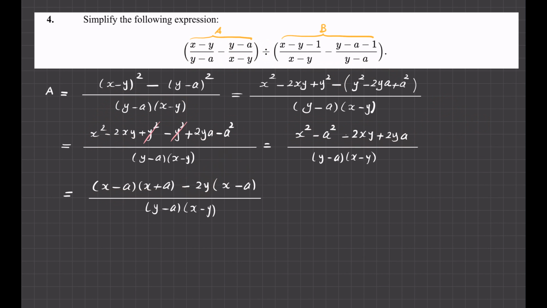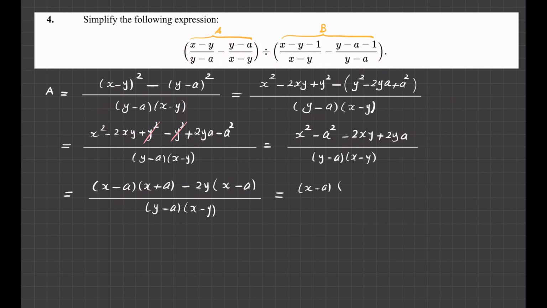That's correct. But what is the benefit of this way? Because now I can see that this grouping is successful, because now a common factor, which is x minus a, emerges. And I can pull that out. So this becomes x minus a.